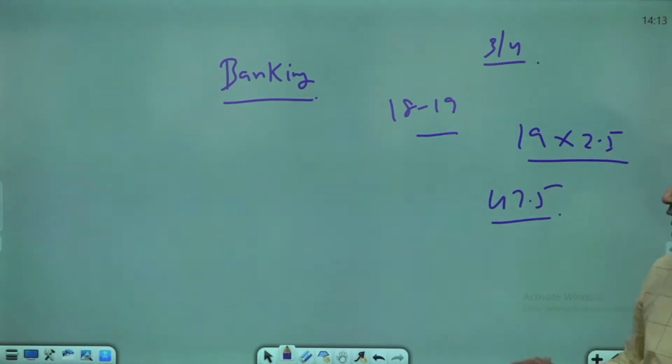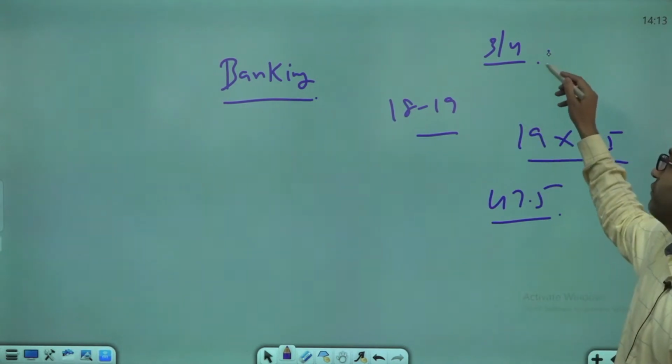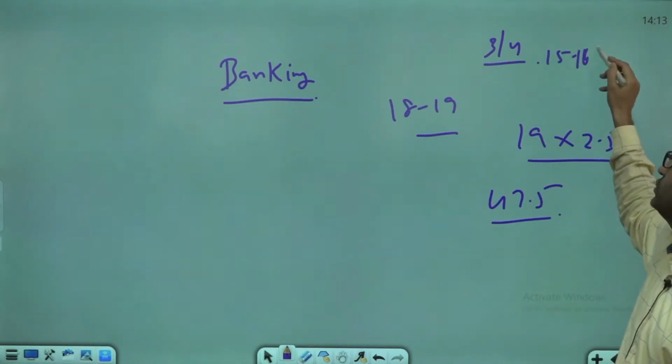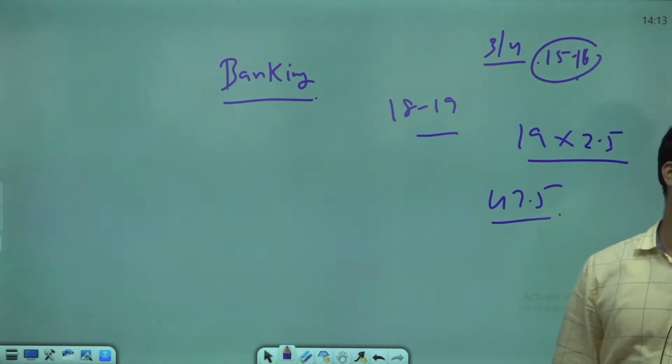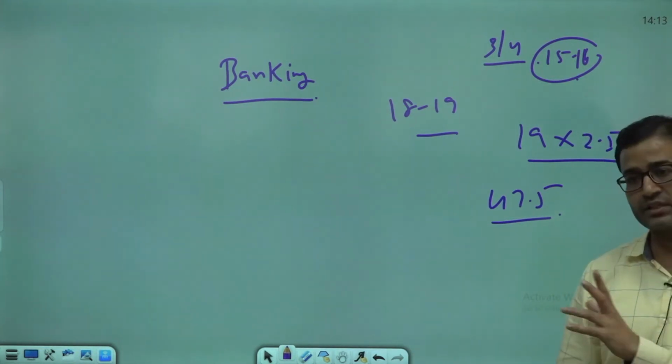So we will target, on a safer side, around 15 or 16 questions from this number system, provided that we will be good in other topics as well. Okay, these are linked. Everything is linked here.